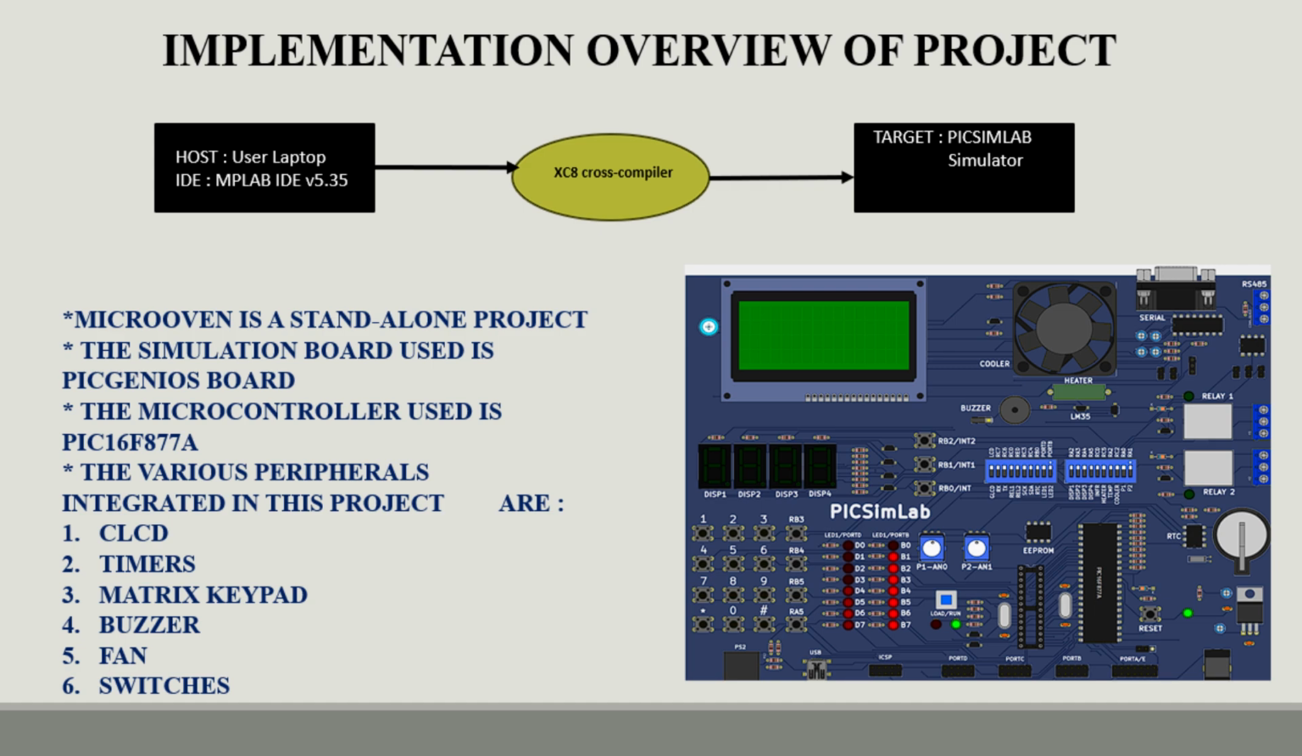Now, as mentioned before in the categories of embedded systems, the micro oven project is a standalone project. Now, what is a standalone project? A standalone project is a project which simply follows the instructions and doesn't involve any feedback. It is capable of taking decisions on its own by simply following the instructions given by the coder. A daily life example other than the micro oven for a standalone project would be a semi-automatic washing machine.